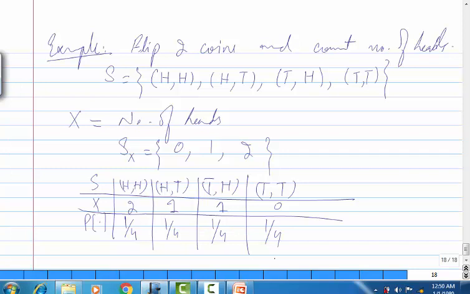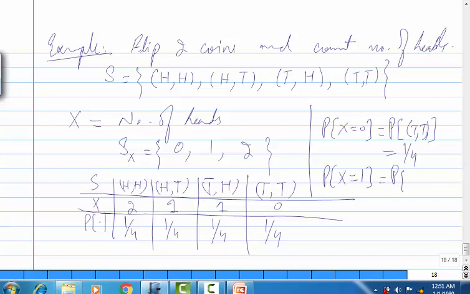Now let's write the probability of x equal to 0. For x equal to 0, how many outcomes do we have? Only one outcome, tt. So this becomes 1 by 4. What about the probability when x is equal to 1? It contains 2 outcomes, that is ht and th. What is the probability? We have to add these two, okay? So it becomes 1 by 4 plus 1 by 4, it becomes 2 by 4, which is 1 by 2.